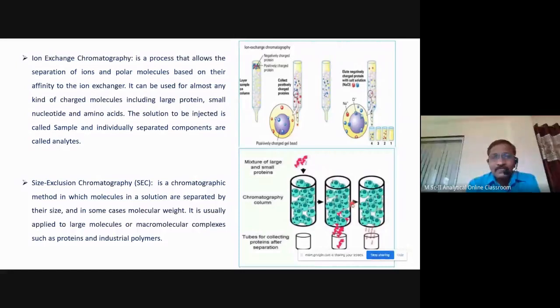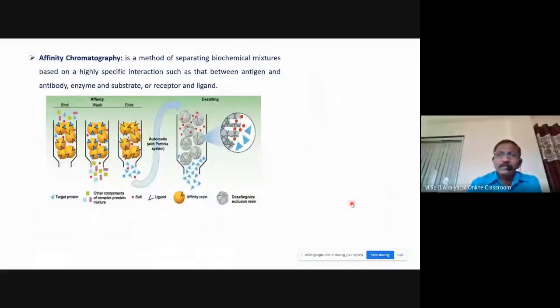Now, affinity chromatography is a method of separating biomolecules or a biochemical compound mixture, which have a high affinity with the stationary phase. So those having very high affinity or interaction with the stationary phase can form a bond, that is affinity, and those that do not will come along with the solvent system or mobile phase. Here mostly the antigen, antibody, enzyme substrates or receptors can be used.